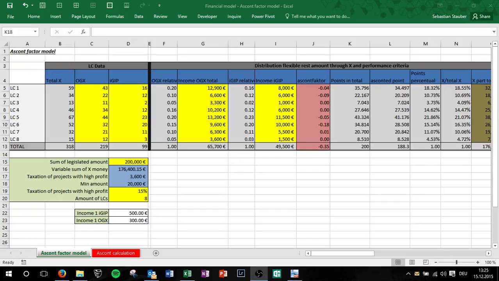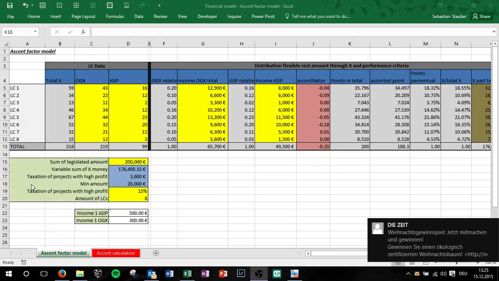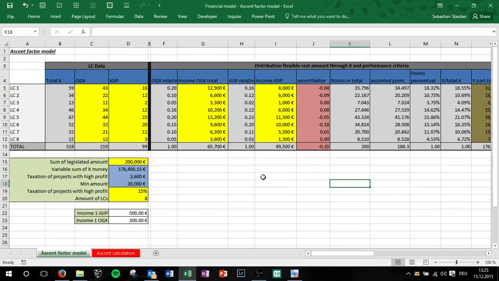Today I will talk about the Ascount factor distribution model. Last time we were talking about models based on 3 variables, but of course the amount of variables is variable, and also what kind of variable you want to have. What you can see here is just a template. This Ascount factor model is based on 4 up to 9 categories, and you can also take more.